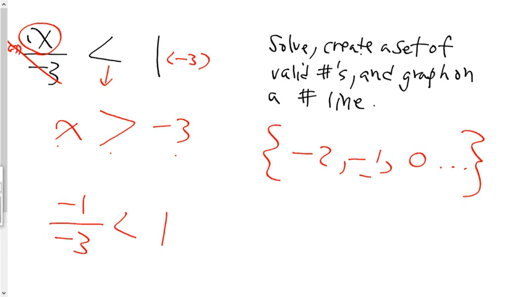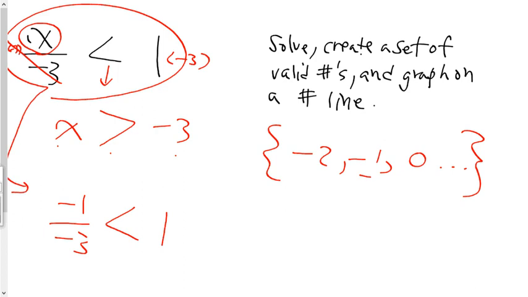Oh, sorry, it's supposed to be greater than, isn't it? Oh, sorry. Sorry, it is the less than sign. Take our original equation. Substitute that in. 1 divided by 3 is going to be a positive 1/3. And is 1/3 less than 1? Yes, it is. So therefore, it's a valid solution.